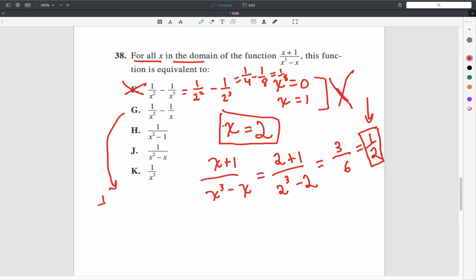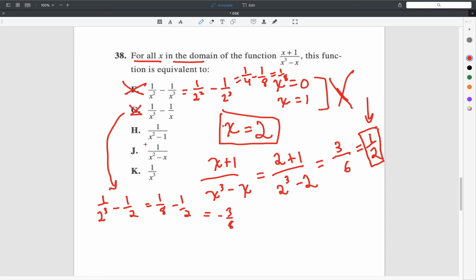Let's try g out, and I'm just going to write it down here for space. So this would be the same as 1 over 2 cubed minus 1 over 2. And that is the same thing as 1 over 8 minus 1 over 2. Again, feel free to use your calculator here. That is going to be equal to negative 3 over 8, which again does not work.